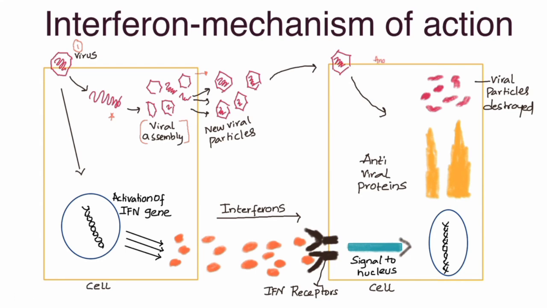This is how the virus spreads from one part to the other part. When this mechanism is going on, the virus also in turn activates the genes of interferon. So the virus acts on the genes of interferon, and whenever the IFN gene is activated inside the cell, it releases interferons, and these interferons bind to interferon receptors which are present on the adjoining cells.